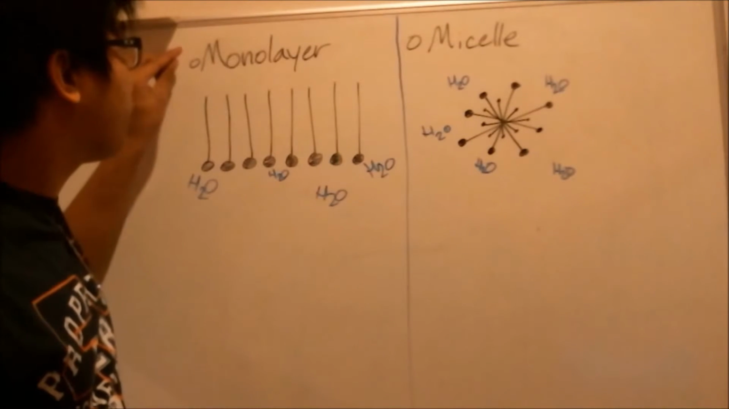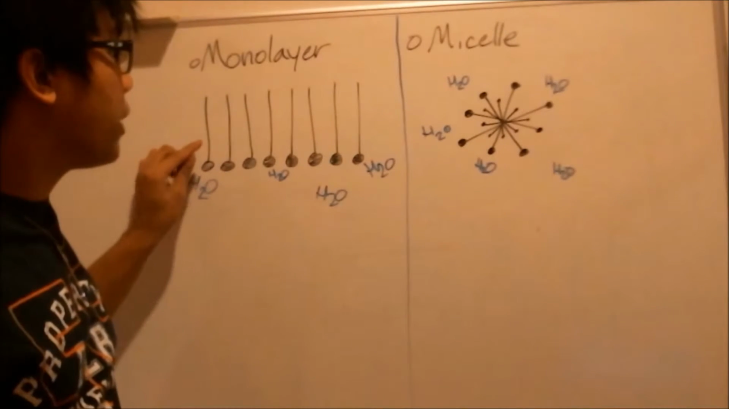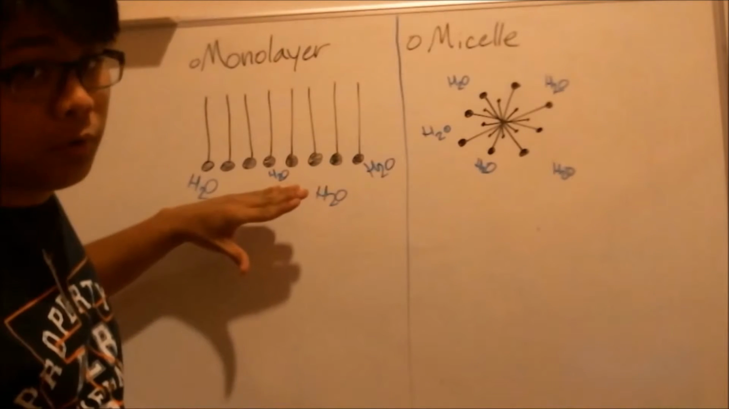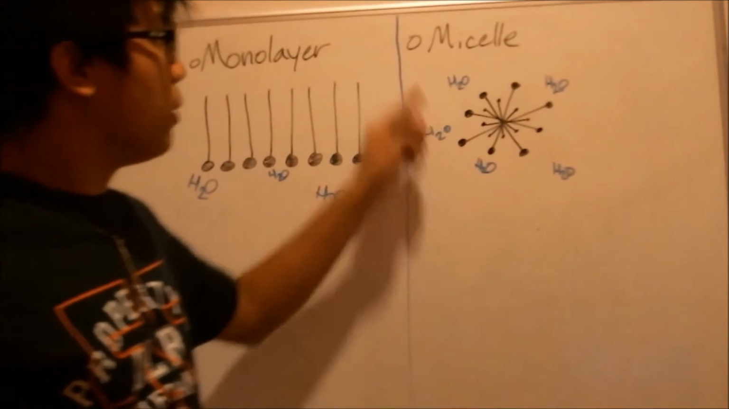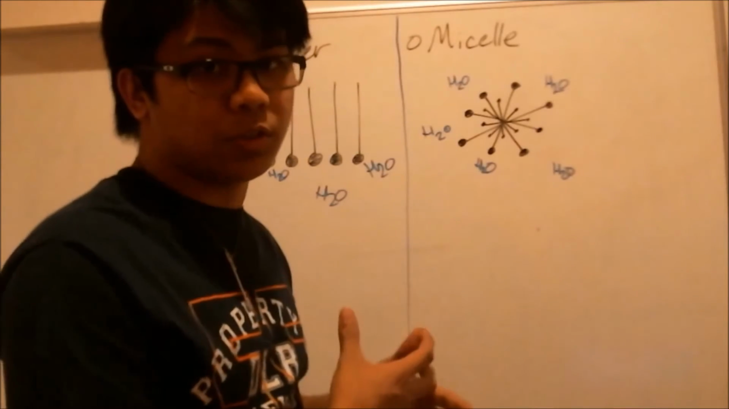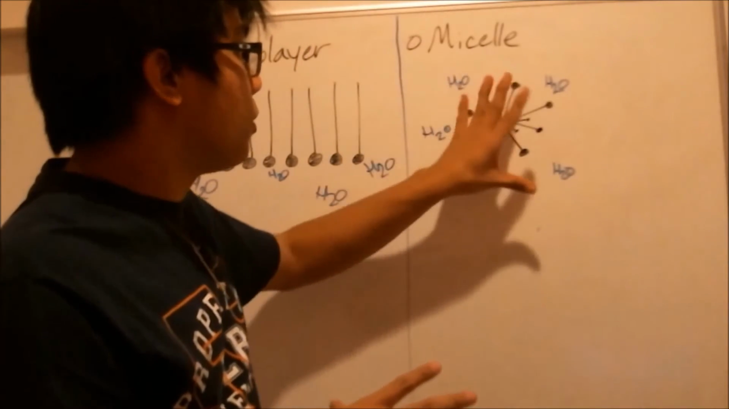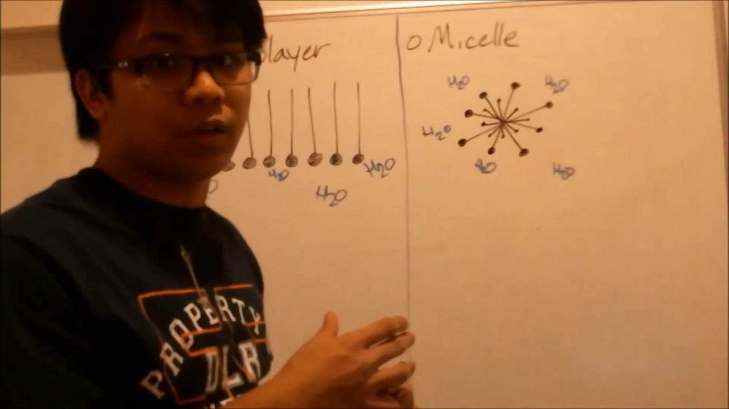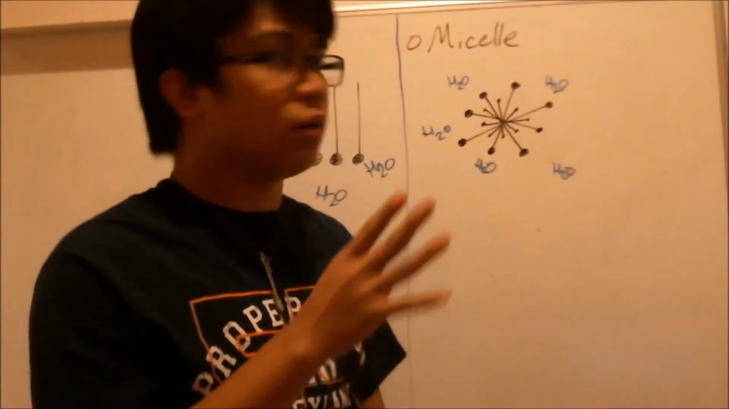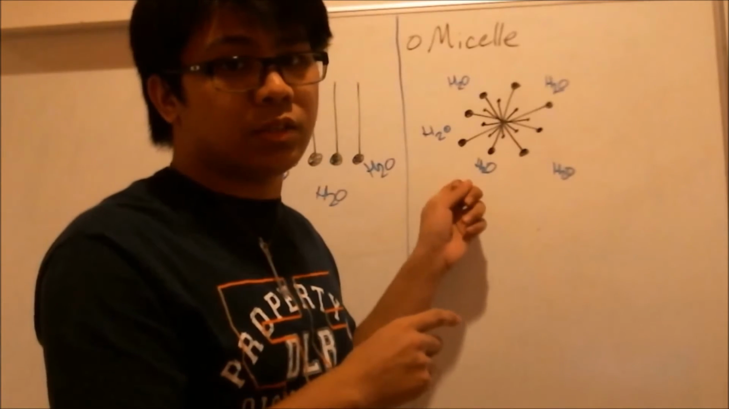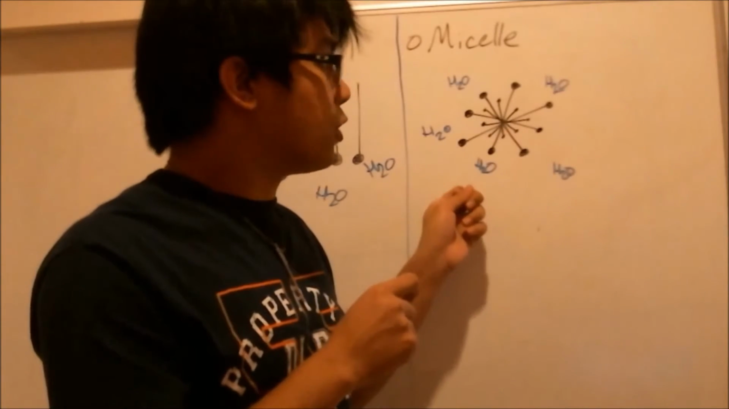One, they have a monolayer where the polar heads align, where the polar heads attract the water, keeping water outside. While a micelle has a ball-like structure that contains the water outside but also emulsifies or contains nonpolar substances like dirt or oil. And this is most found in soaps and shampoos.